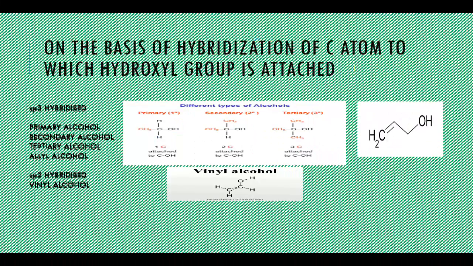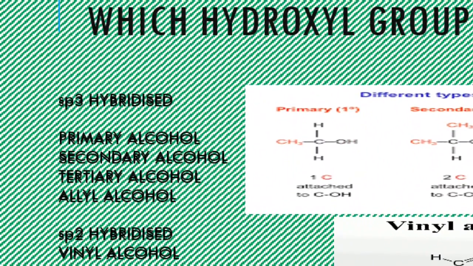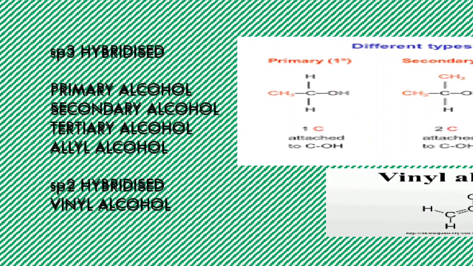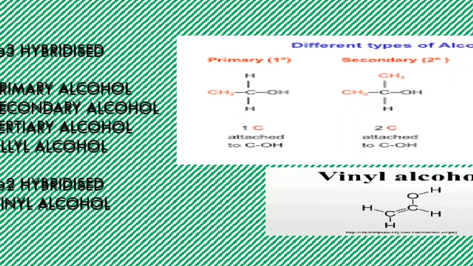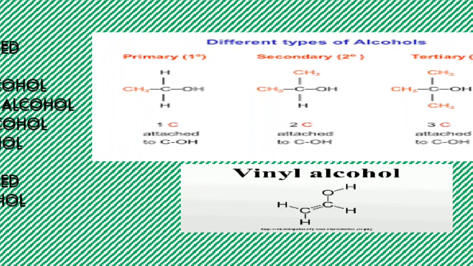Second method of classification is on the basis of the hybridization of the carbon atom to which the hydroxyl group is attached. For sp3 hybridized alcohols, they can be of the following types: primary alcohol, secondary alcohol, tertiary alcohol, and allyl alcohol also belongs to this sp3 hybridized carbon atom alcohol. For primary alcohol, the OH group is attached to a carbon atom, which in turn is attached only to an alkyl group. The rest two of the valencies are satisfied by hydrogen.